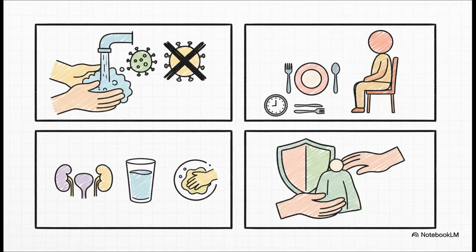With GERD, remember our keyword? Keep them upright for an hour or two after meals. Urinary system? To prevent UTIs, it's all about encouraging fluids and providing really good perineal care. And finally, the reproductive system. The key here is to always provide care with sensitivity and respect for a person's dignity.